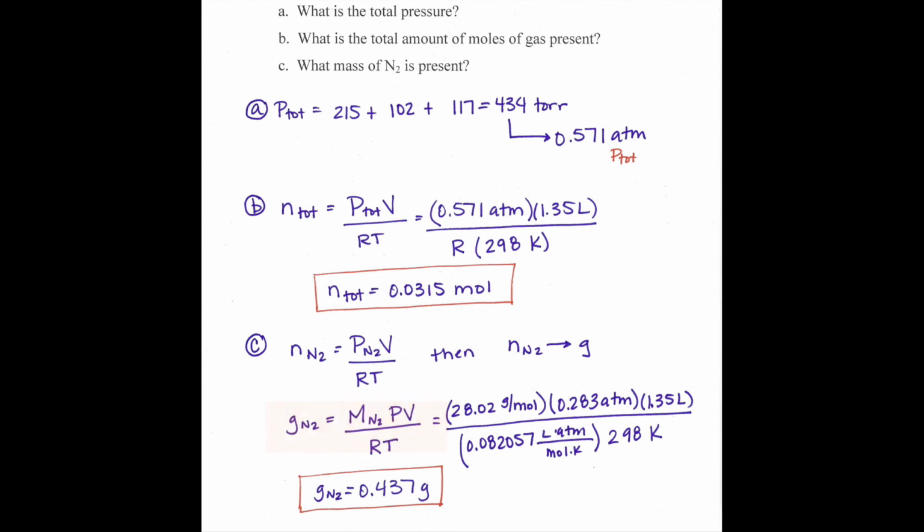R, and T. When we do this, remember that nitrogen is one of our diatomics. We see it with its chemical formula, but make sure you account for that when you calculate its molar mass. When we plug in for the molar mass of nitrogen, which is 28.02 grams per mole, our partial pressure of 0.283 atmospheres, our volume of 1.35 liters, divided by R, times our temperature of 298 Kelvin. Make sure you use parentheses around your denominator, and when you solve, you should get 0.437 grams of nitrogen.